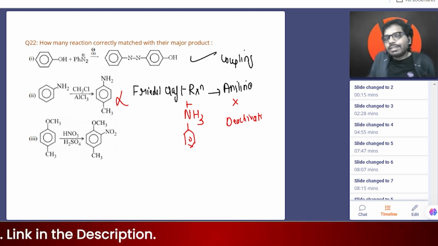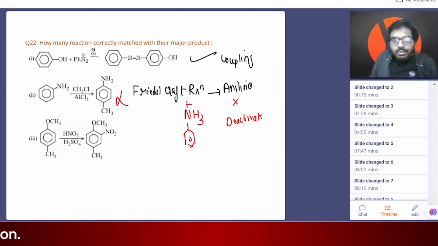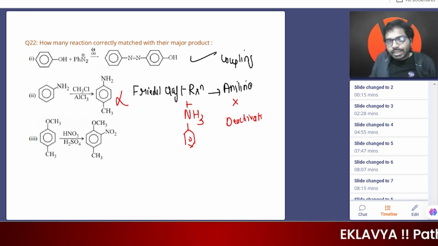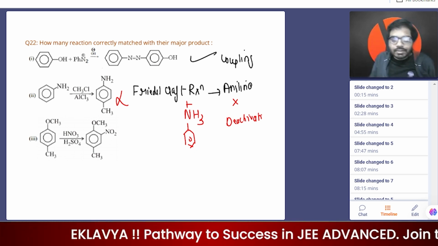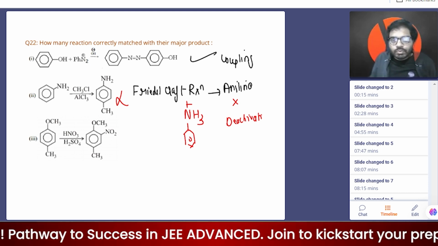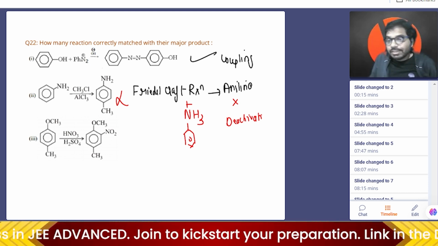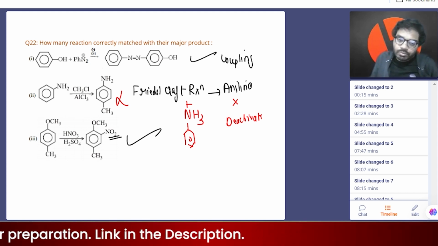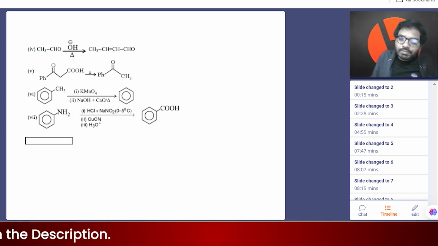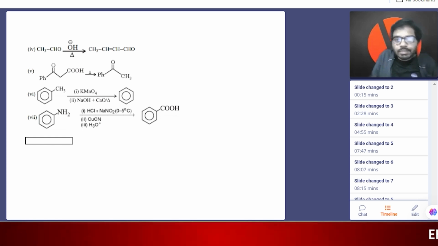So how many reactions are correctly matched, they are asking. Now we can see here again HNO3, H2SO4. This is the nitration reaction. Both groups are ortho-para directing; at the para position CH3 is present, so at the ortho position NO2 will form. So we can say the first and third are the correct products formed here.